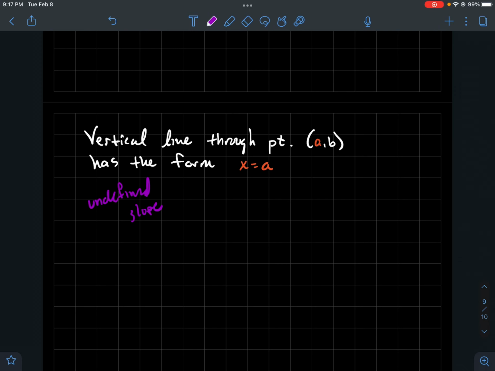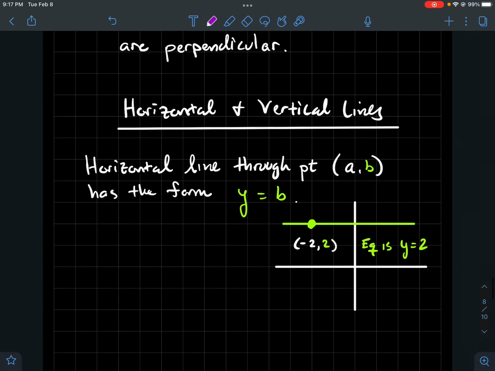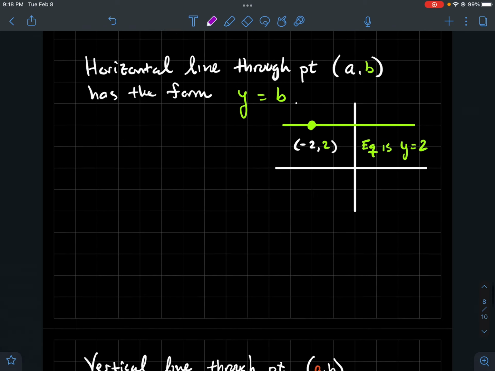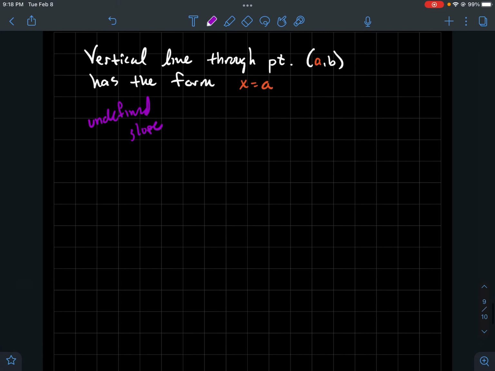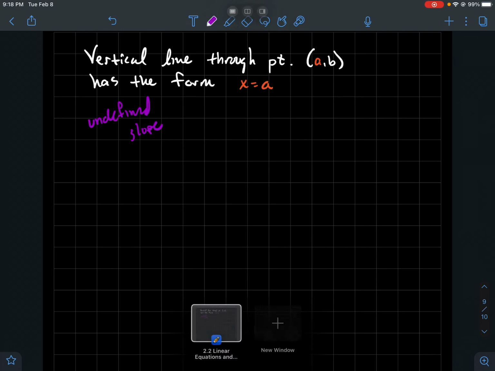You might have heard the term no slope before. Really, no slope would be 0 slope. So no slope would probably be better describing a horizontal line. For a vertical line, you should consistently just think of it as an undefined slope.